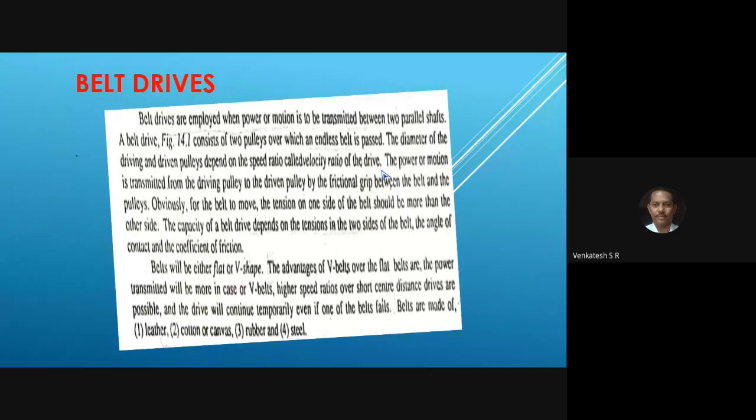Next paragraph. The power or motion is transmitted from the driving pulley to the driven pulley.